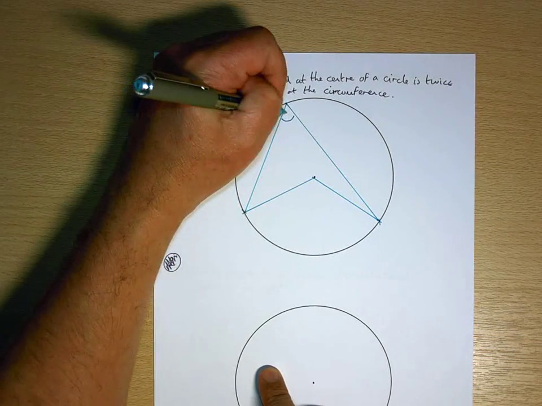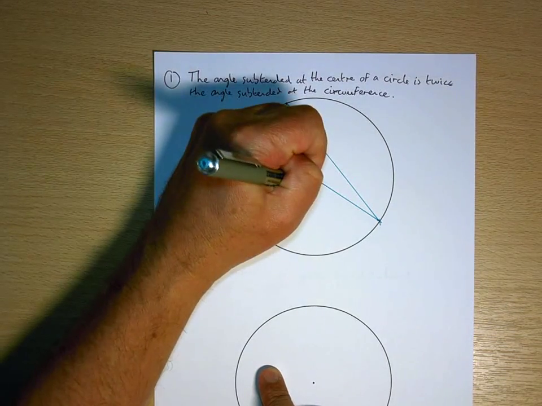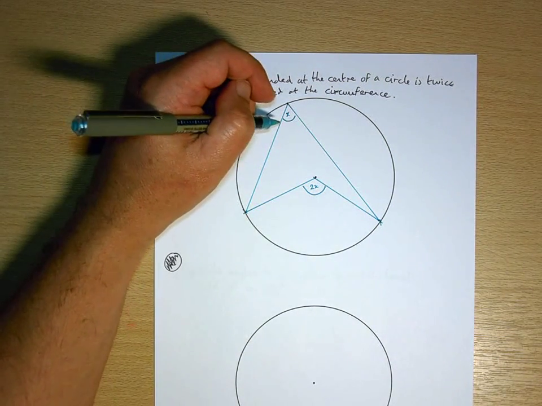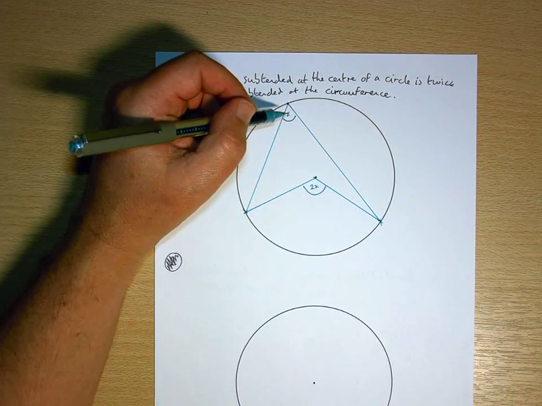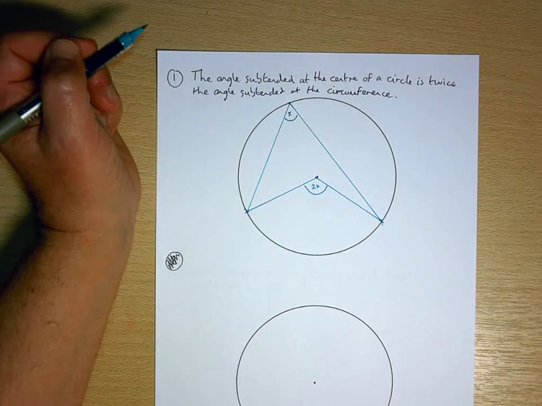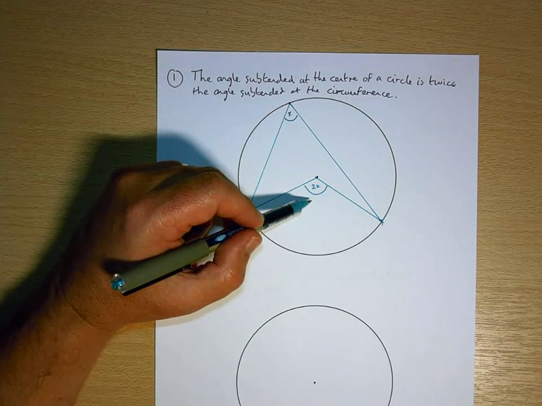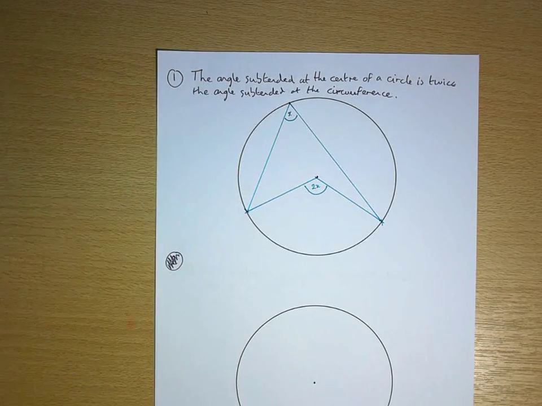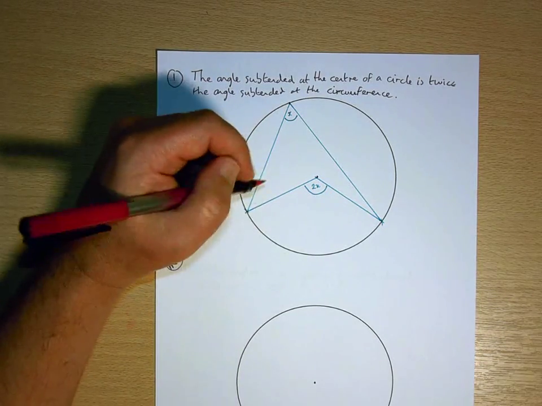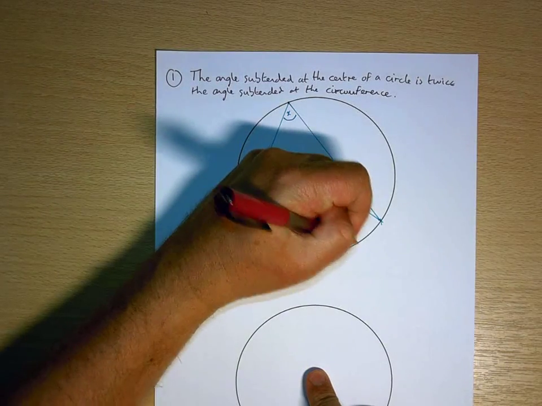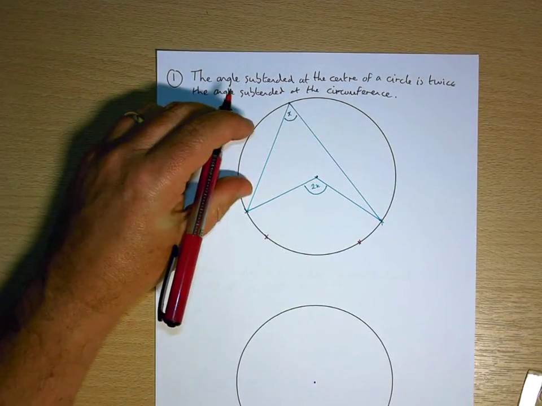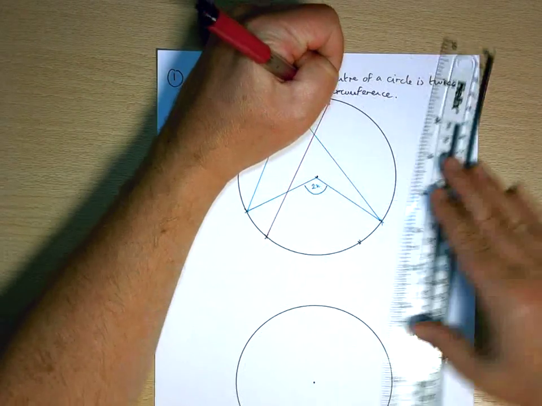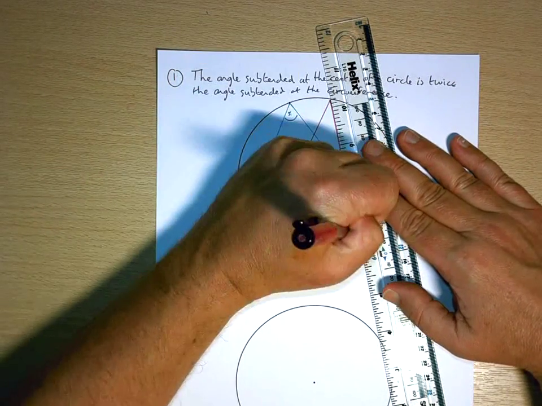So if that angle is x, this angle is double it. So if that angle is 20, that angle is 40. If that angle is 60, that angle is 120. If this angle is 140, this angle is 70, and so on. And it doesn't matter where you come from.